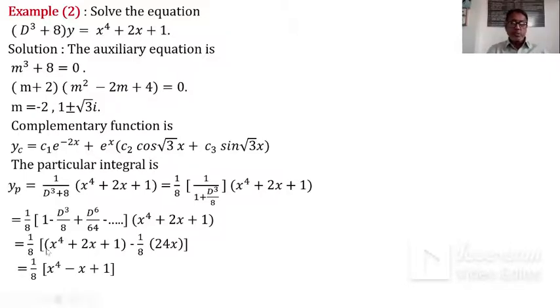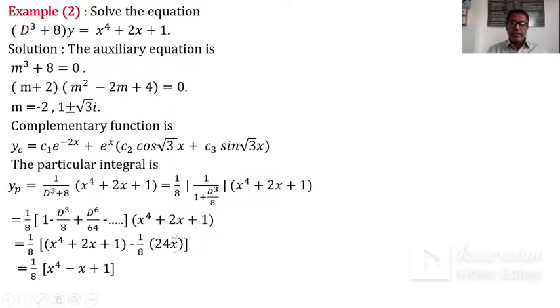This is equal to 1 upon 8. 1 into this as it is minus 1 upon 8. Third derivative of this. Now see here, what is the first derivative? First derivative is 4x cube plus 2. Second derivative is 12x square. And third derivative is 24x.